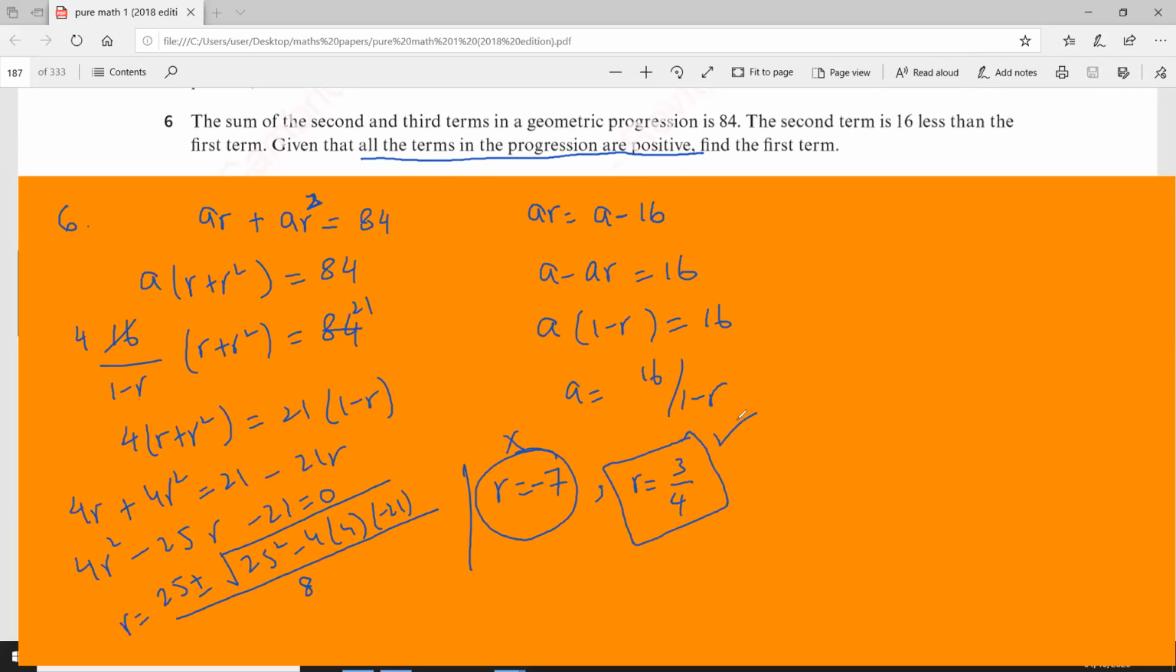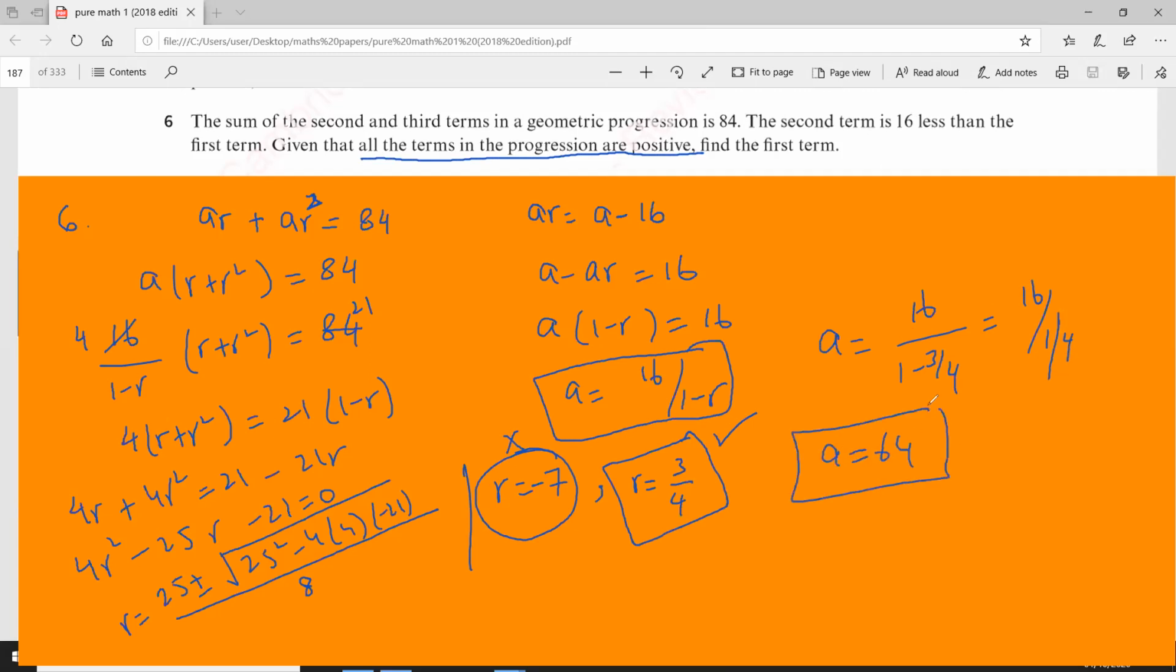And then it says find the first term. So this is your first term, put your R here. So this is going to be A is equal to 16 over 1 minus 3 over 4. 16 over 1 over 4. So this first term is going to be 64.